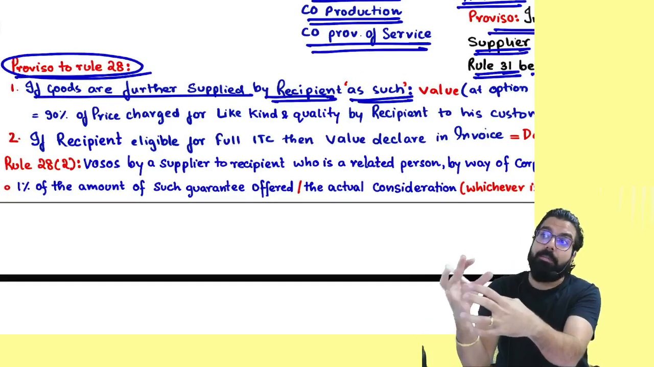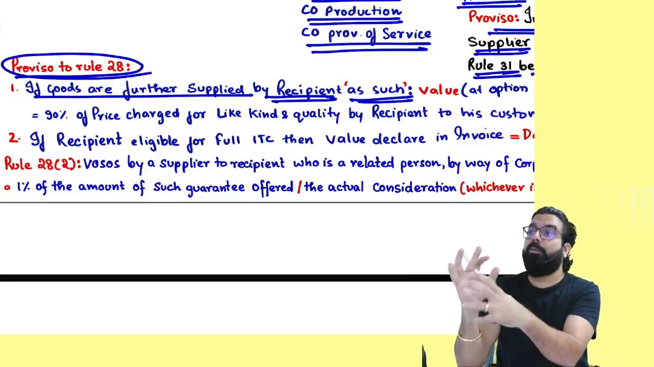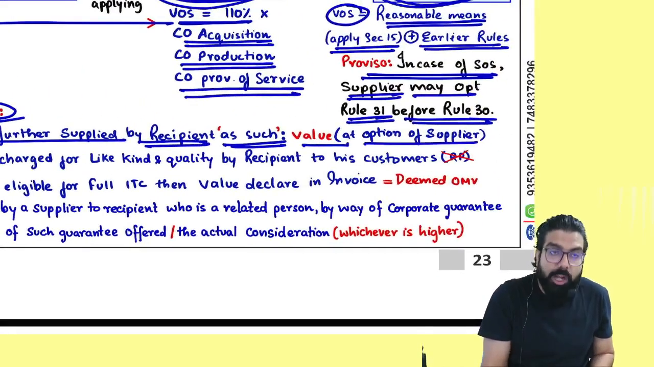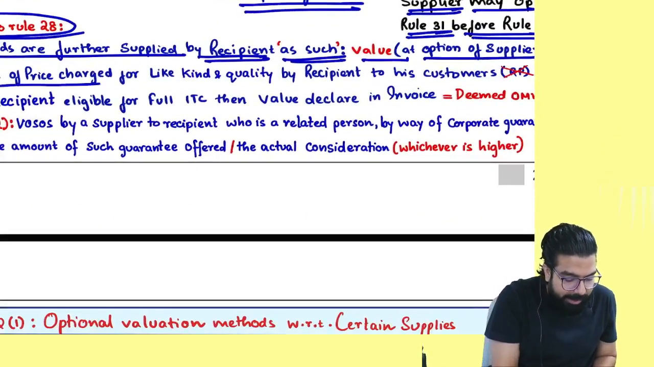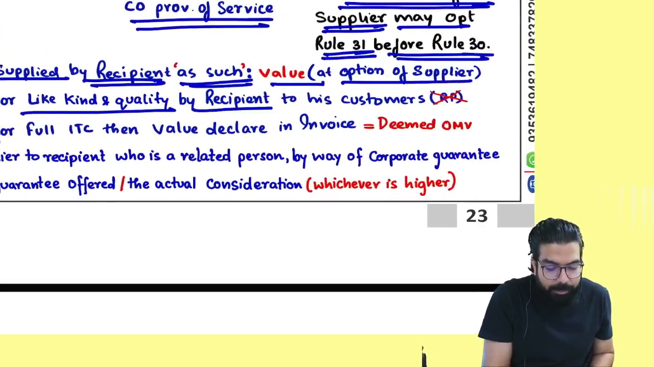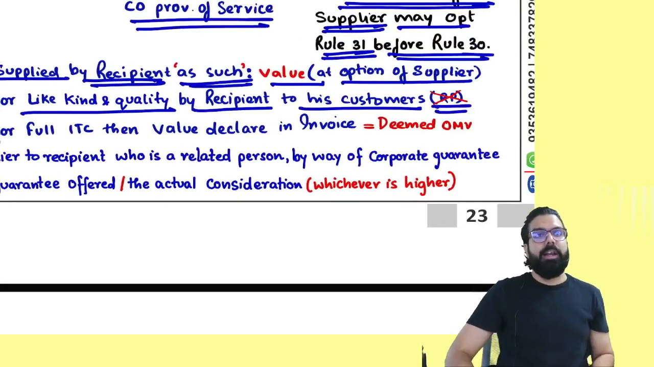The way I supplied them, same to same, they are going ahead and supplying without doing any further processing. Always remember, the value at the option of the supplier can be 90% of the price charged for like kind and quality by the recipient to his customer who is not a related person.